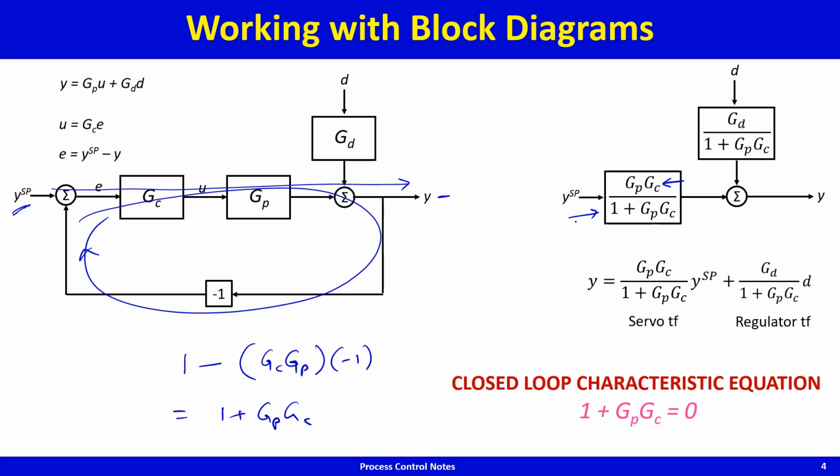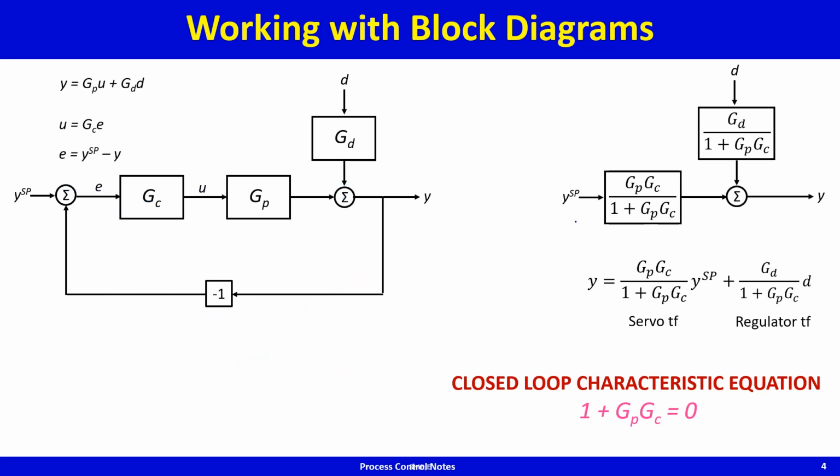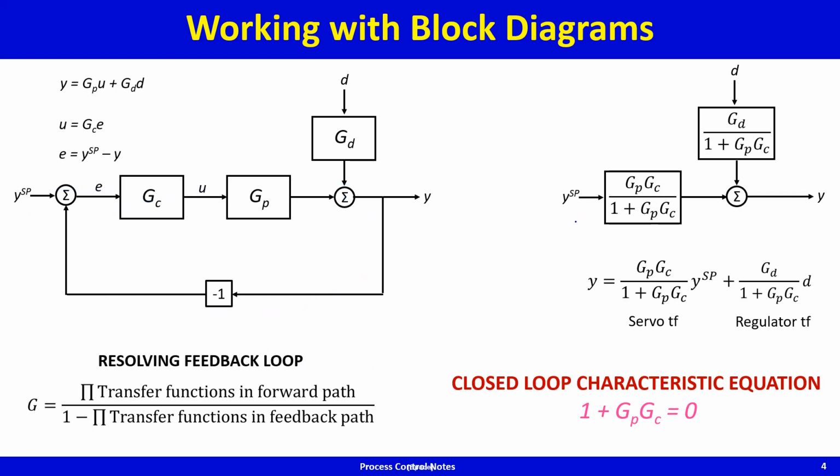So for simplifying feedback loops using block diagram algebra, if you will call that, for simplifying block diagrams, resolving a feedback loop in a block diagram, the rule is as stated here. Numerator polynomial is the product of the transfer functions in the forward path from the input to the output, and denominator polynomial is 1 minus the product of the transfer functions in the feedback path.